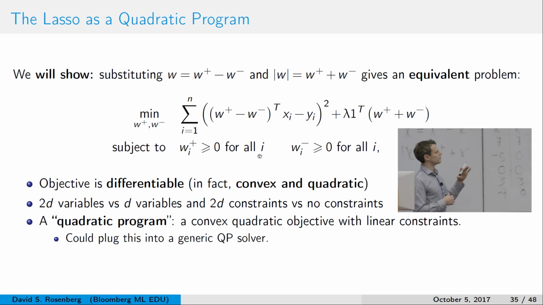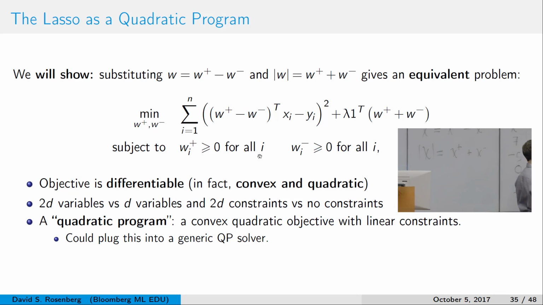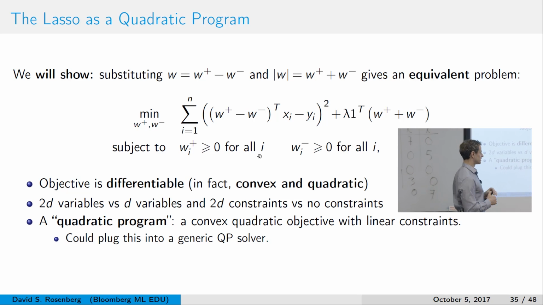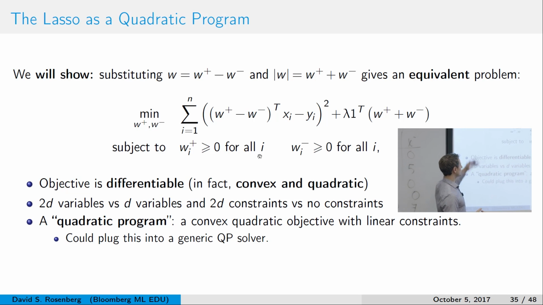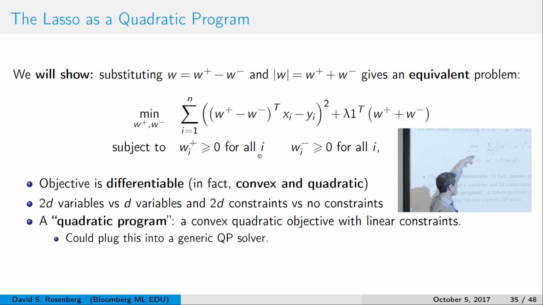I'm saying that the result we get, when we plug this into an optimization algorithm, depends on knowing what type of optimization algorithm to use, and I'm going to tell you that this is a quadratic program. What makes it a quadratic program? We have an objective function that's convex and quadratic. The constraints are all linear, rather simple linear constraints.